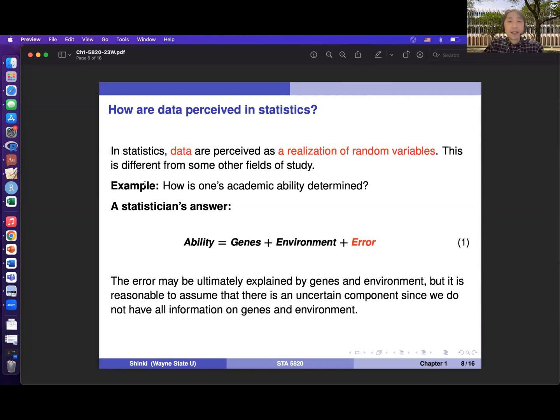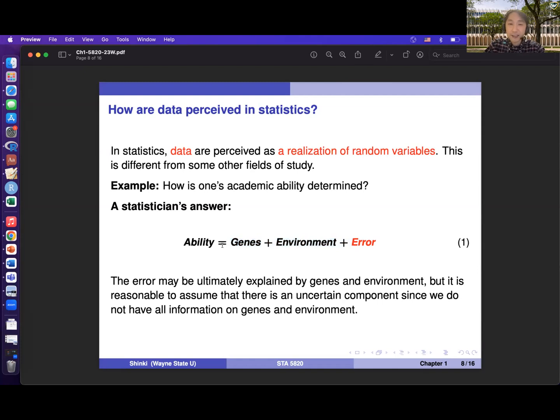Here's one typical example. How is one's academic ability determined? I read a book, and they decompose academic ability into gene factors and environmental factors. So your academic ability is determined by, for example, 75% genes and 25% environment for mathematical subjects. But that sounds strange to statisticians, because they assume that not everything is explained by these factors, even though we might assume that everything comes from genes and the environment.